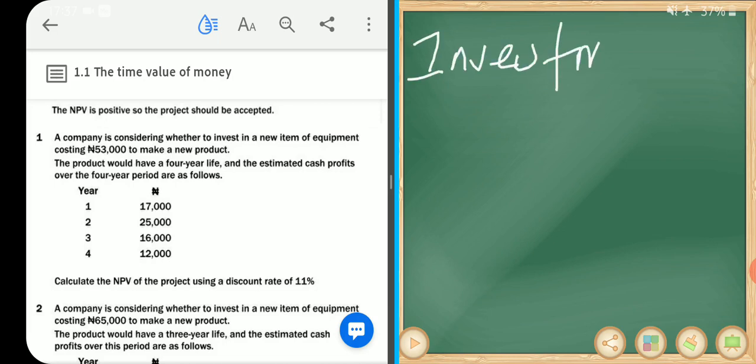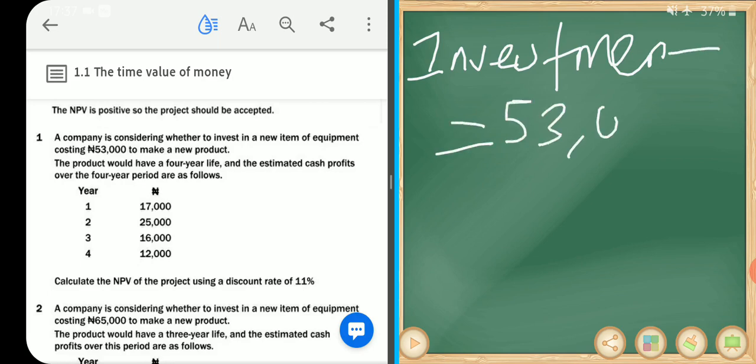Our investment is equal to 53,000 naira. They said the product will have a 4-year life, and the estimated cash profit for the 4-year period is as follows. In year 1, you are expecting 17,000. In year 2, 25,000. In year 3, 16,000. And in year 4, 12,000. They said calculate the NPV of the project using a discount rate of 11%.